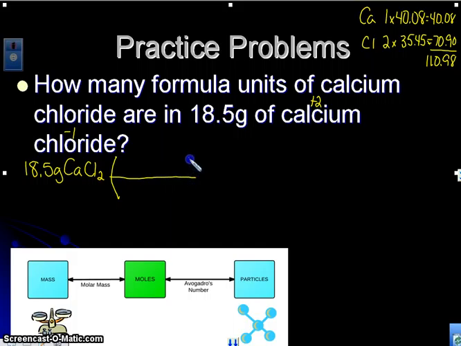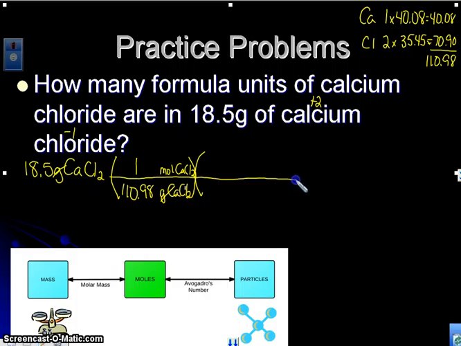So let's set up our conversion factor. We know that we want grams on the bottom to cancel out. So grams of CaCl2. And we're going from mass to moles using our molar mass, so we want moles on the top. And the number of grams in 1 mole is 110.98 grams of calcium chloride in 1 mole of calcium chloride. And you can see that grams and grams will cancel, and now we have moles. The problem's asking us to find formula units, so we're going to go from moles to particles using Avogadro's number.